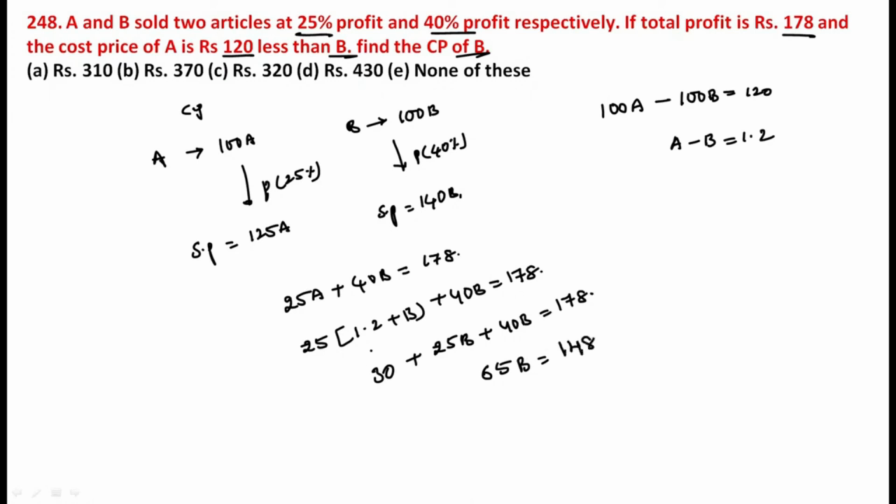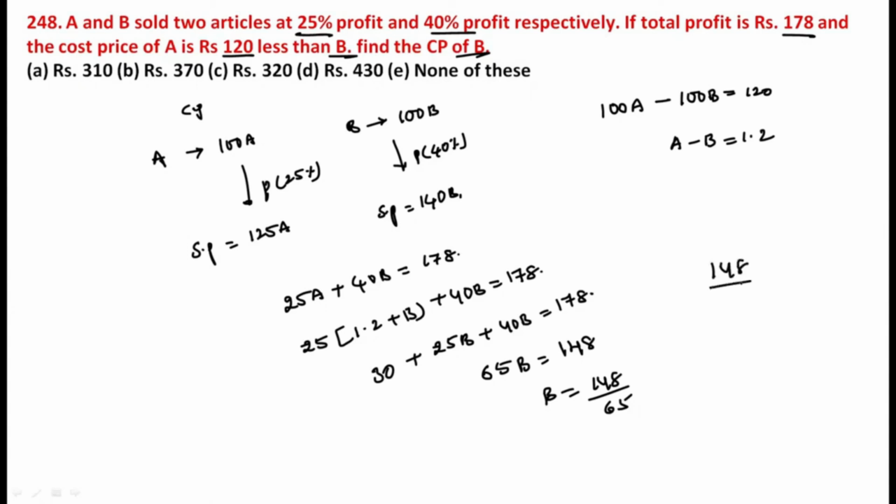So hereby the value of 25 times, that is the total profit, and the other profit is equal to 40 units, that is equal to 40B. Now you have to identify the answer for this question. Now see, the B value is equal to 148 by 65.